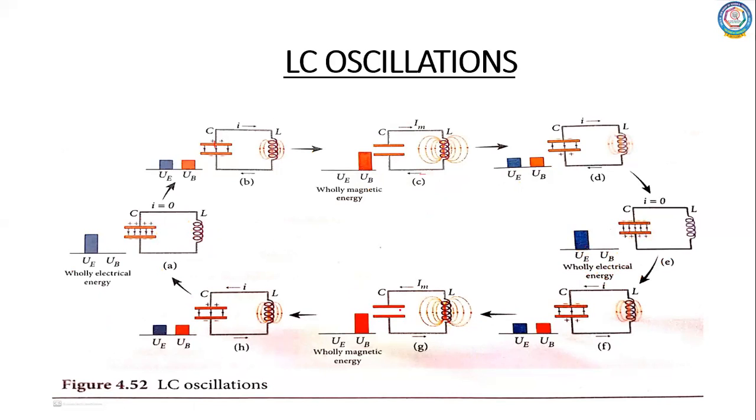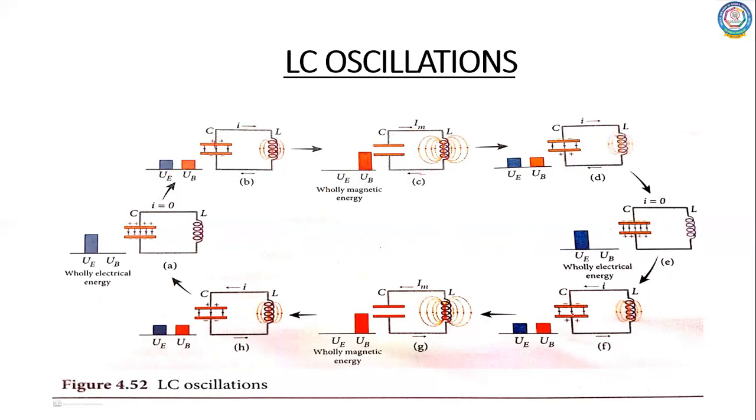Now in this diagram, once again the capacitor starts to discharge through the inductor. Now the current has changed direction. Look at the direction of current. From here to here, the current direction is clockwise. I is 0, then I is moving this side. Maximum current here is the same. The direction of current is the same, moving in the clockwise direction.